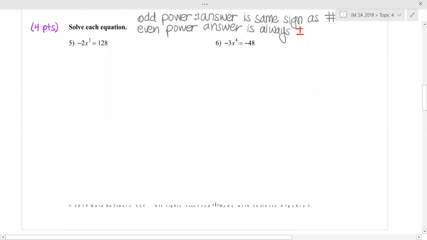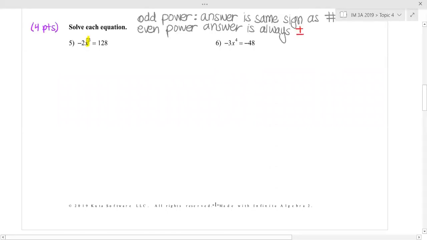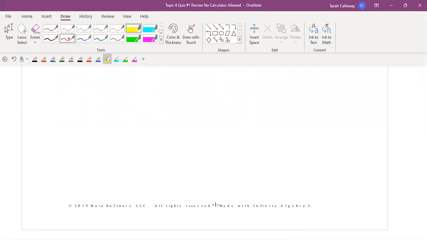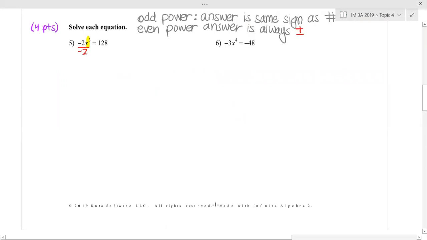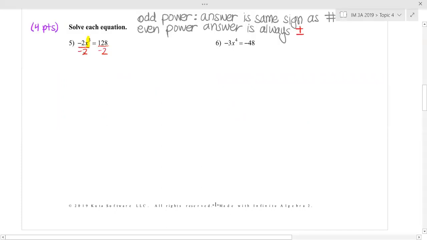Remember that the big idea here is that we want to get the x cubed by itself. So our goal is to start by isolating this, and then we will use a root to solve for x. I'm going to start by dividing by -2 because that's what's being multiplied by x cubed. If I divide -2x cubed by -2, that gives me a positive x cubed. And if I divide 128 by -2, that's going to give me a -64.